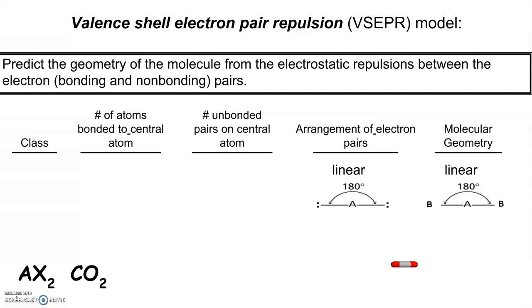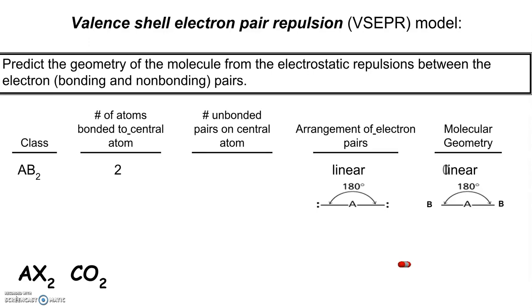Our first shape is linear. It has a 180-degree angle. The basic class formula that we use is either AB or AX. In AX, A stands for the central atom, X stands for the bonded atoms, either single, double, or triple, and E stands for unshared pairs.